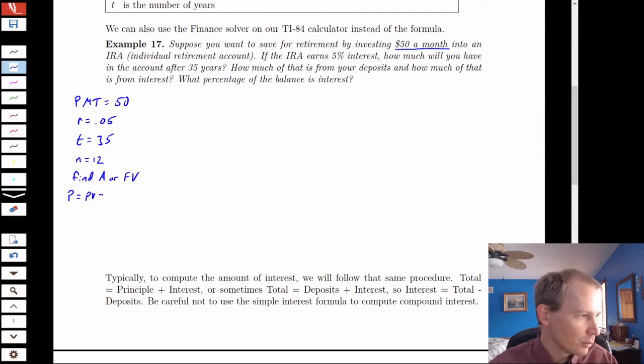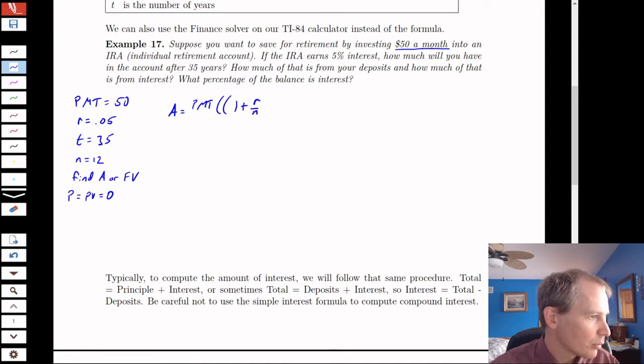Notice that P, or the present value, is zero. We're not starting with any money in that account. We're saying, I just want to start saving 50 bucks a month and see where that goes. Since I want to find the ending amount A, we're going to use the A equals formula. So we'll write that down. We have our payment, times the quantity 1 plus R over N to the NT, minus 1, all over R over N.